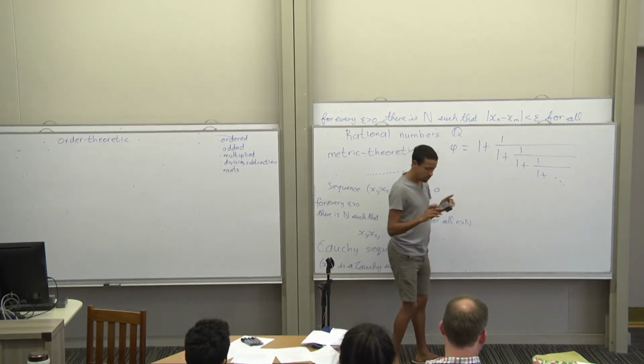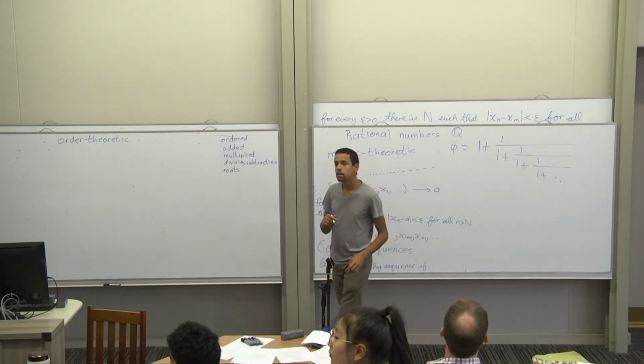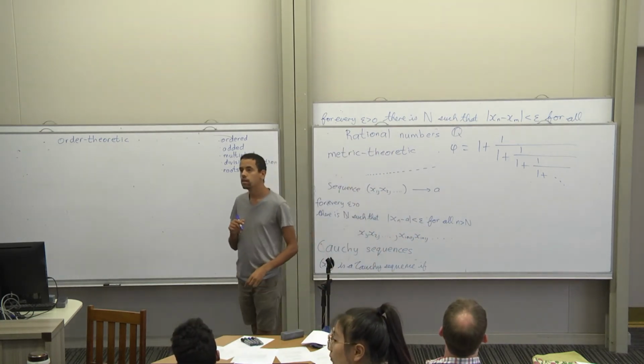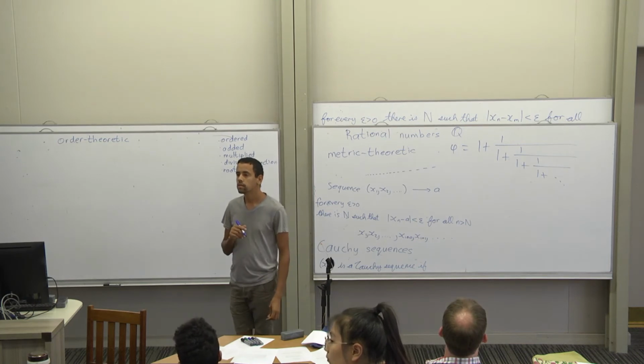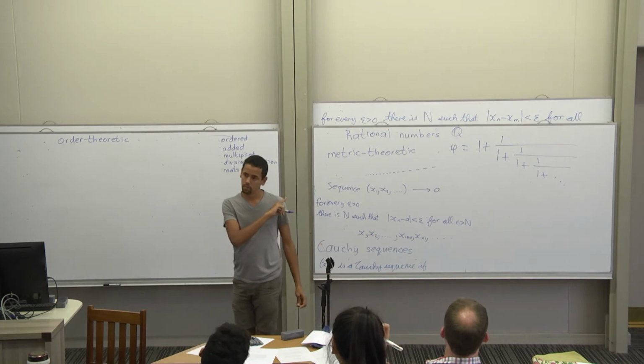Okay, now. Leah, can you do that? Phi is equal to that. You know that continued fraction converges. That's what we're doing now.